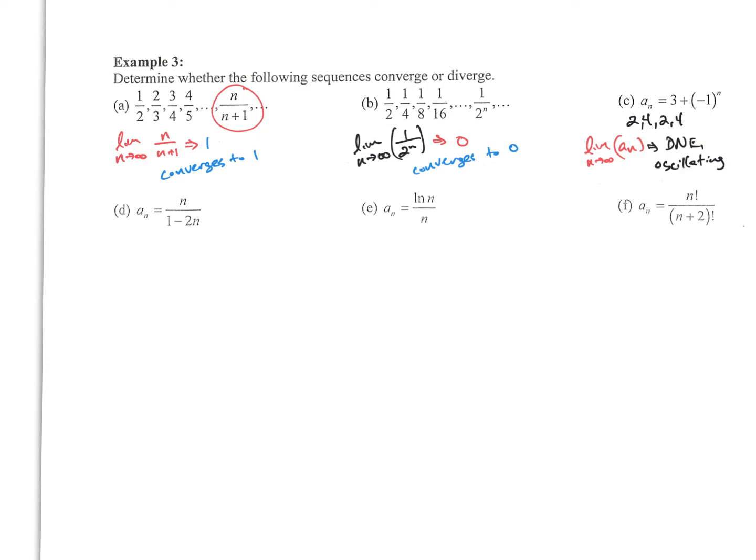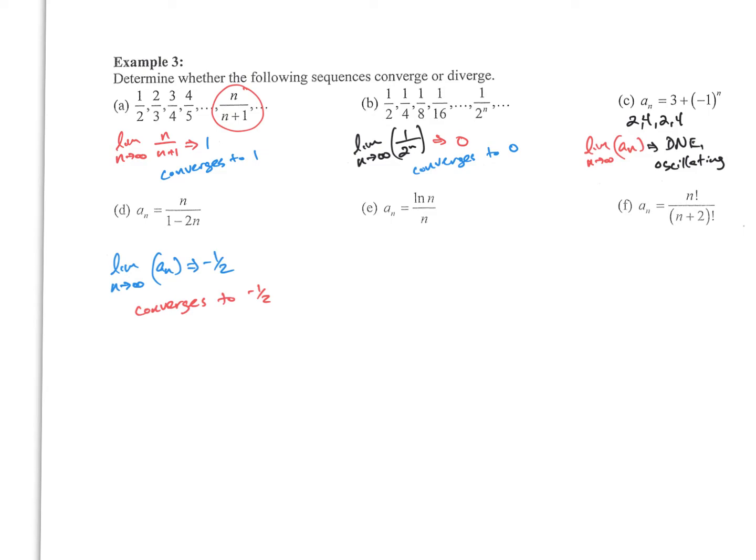All right, let's look at part D. So now I have a limit as n approaches infinity of a sub n. So what do we do? Substitute in, what happens? What do I get? I get negative 1/2. So my answer is, my sequence converges to negative 1/2.